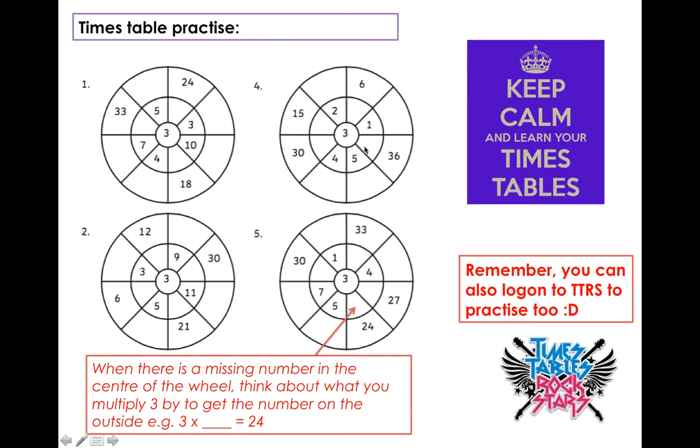Now these are different to ones we've done before, with a gap sometimes in the middle. So for example, if I had 3 and a gap, then 36, I wouldn't panic, I would just think, what do I times 3 by to get 36? So I can count up in my 3's and work out how many 3's there are in 36. And I know the answer is 12, so 12 would go in the gap there.